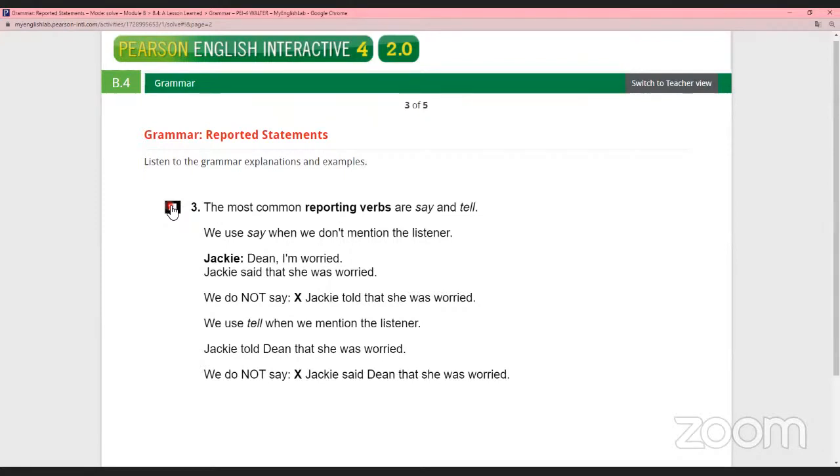Dean, I'm worried. Jackie said that she was worried. We use tell when we mention the listener. Jackie told Dean that she was worried.